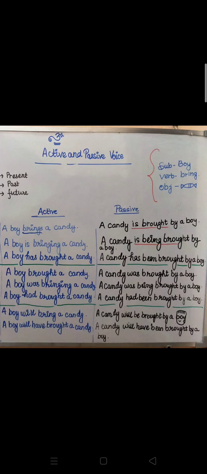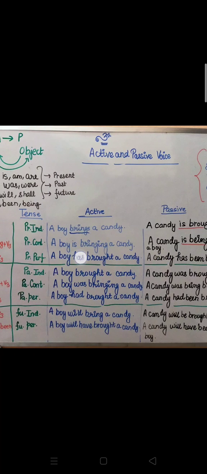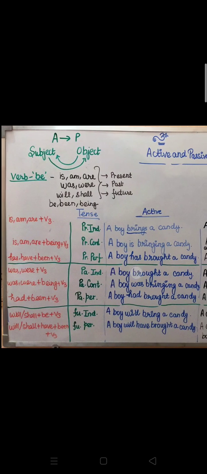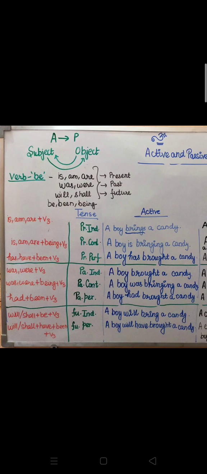Well, so a boy will bring a candy. Because it is future, we are going to use will or shall. A boy will bring a candy. And how we are going to change? We are going to use be. A candy will be brought by a boy. If you want to have a look at the structure, you can have subject, will or shall plus be, and the third form of verb.